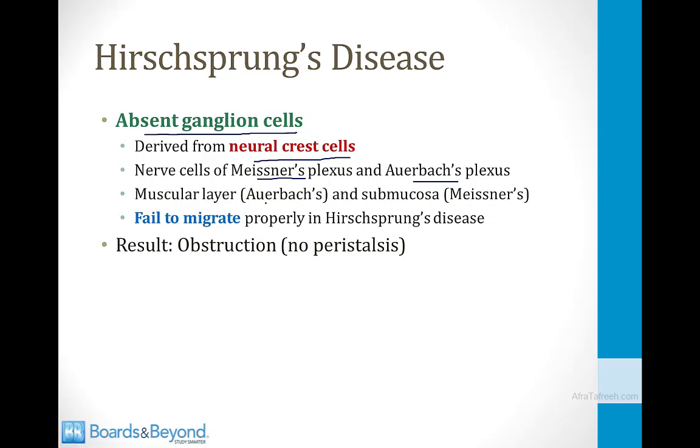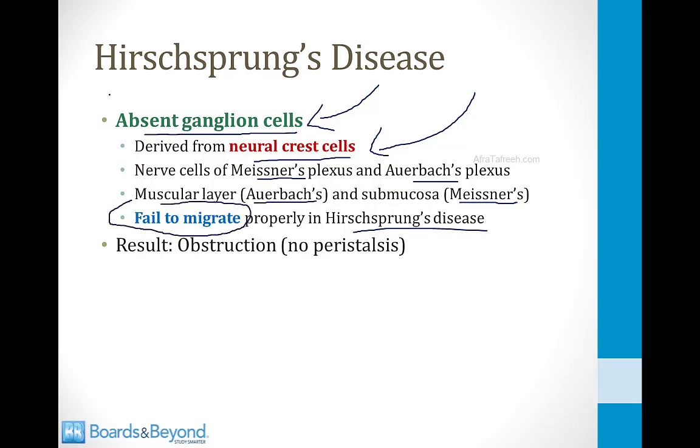Recall that in the muscular layer you can find Auerbach's plexus, and in the submucosal layer you can find Meissner's plexus, and these are the nerve plexuses of the intestines that cause peristalsis. So if these neural crest cells do not migrate to the intestines and form the ganglion cells, then that results in Hirschsprung's disease. And it's very high yield to know that failure to migrate of neural crest cells leads to an absence of ganglion cells, and that is the underlying cause of Hirschsprung's disease.